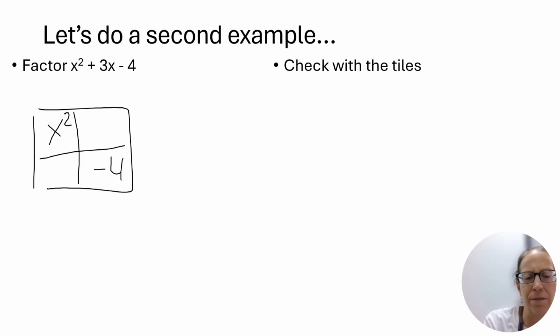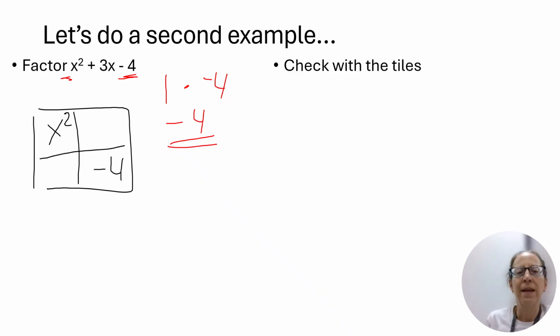So we've got to think about how that's going to look. Now in this one, my a value is 1 and my c value is -4. So we're going to multiply those together. 1 times -4 is -4. Now I need to factor the -4 in such a way that I get numbers that add up to +3.